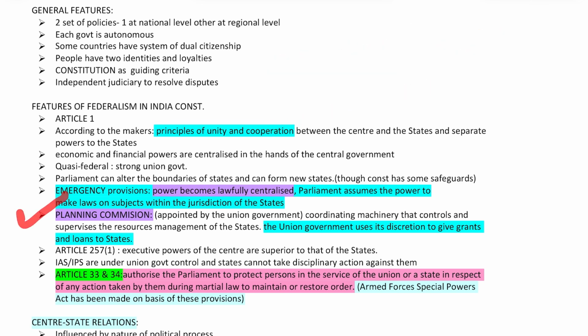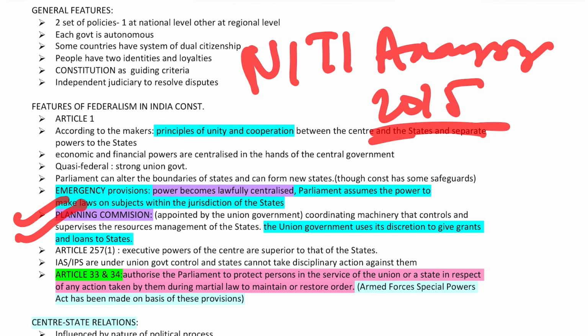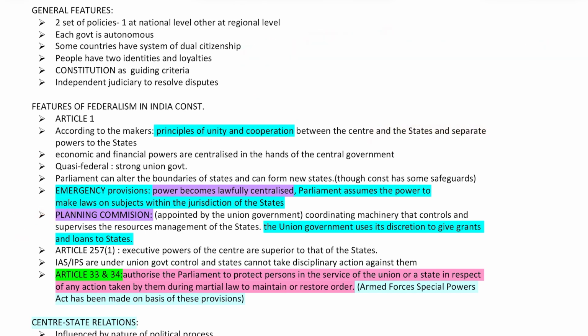Then we have the plan. We had the planning commission, which was appointed by the union government, which was a coordinating machinery that controls and supervised the resource management of the states. The union government used its discretion to give grants and loans to the states. But now we have the Niti Aayog from 2015. So this institution of planning commission is no longer active.